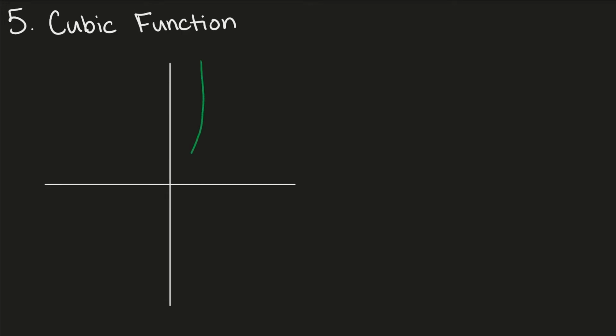Next, we have our cubic function. This is f of x equals x to the third. As we can see, this is an odd function because it is not symmetric across the y-axis. It's actually symmetric across a diagonal line. So this is an odd function.